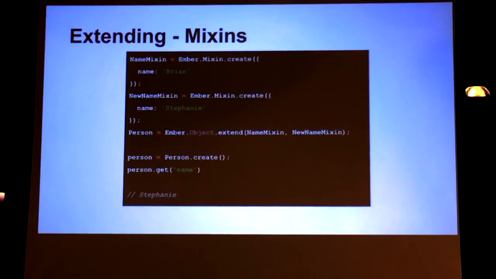We don't have to pass in just a JSON object as the last one. We can define multiple mixins and then keep passing those in as many as we like. So we have name mixin and new name mixin, and we pass in both right here, and we get the same result from before because the name of Stephanie was defined second. Yeah, sorry, it was passed in second.